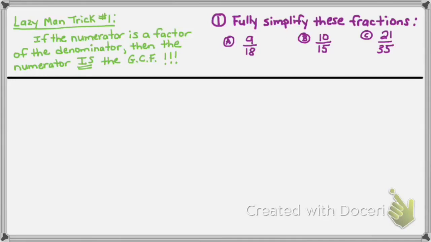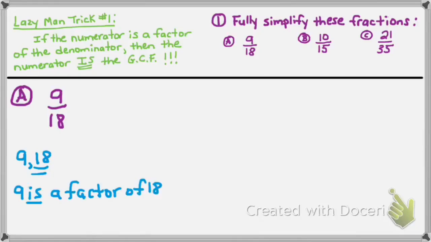So I have my lazy man trick number 1 and my problem on top. Let's try letter A. I have 9/18 that I need to fully simplify, and lazy man trick number 1 says if the numerator is a factor of the denominator, then the numerator is the GCF. Well, my numerator is 9, and the best way to find out if it's a factor of the denominator is to go through my multiples of 9 and see if I ever say 18, my denominator. So I say 9, 18, ooh, stop, 18. 18 is my denominator. Therefore, 9 is a factor of 18. So that means that the GCF of 9 and 18 is 9.